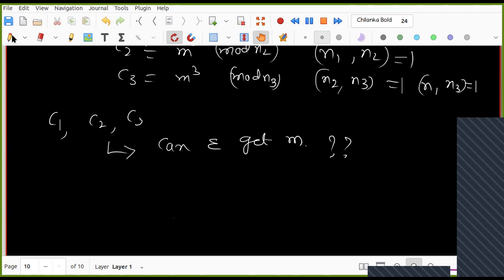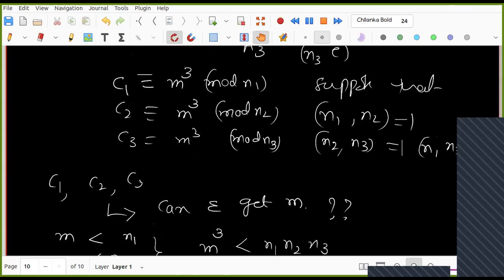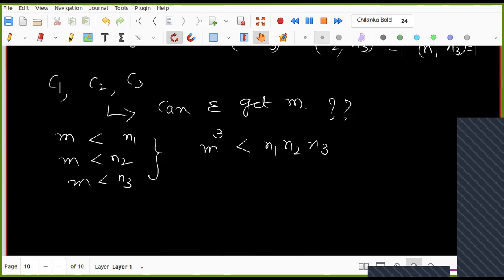What is M actually? You know that M is less than N1, M is less than N2, and M is less than N3. So what can you say about M cube then? It is less than N1 into N2 into N3. I'm giving all the details, so now you can guess easily what I'm looking for. Where do you come across this type of thing, gcd equal to 1 and equations like this? The Chinese remainder theorem.